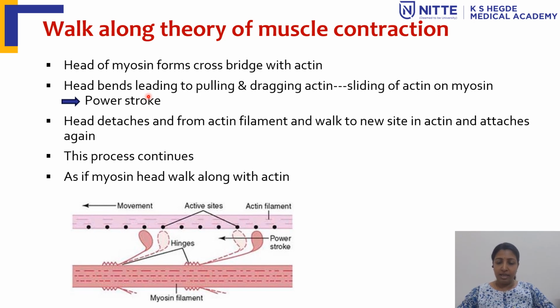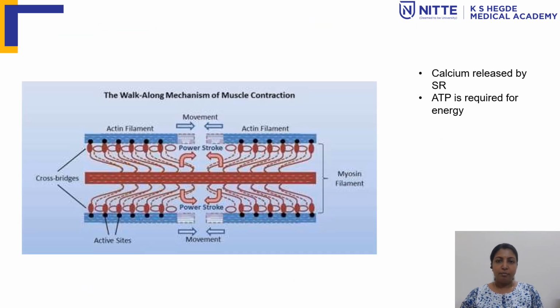The head detaches from the actin filament and goes and binds to the next active site of the actin, attaches again, and tilts and pulls the actin along with it. This process continues. It is as if the myosin head is walking along the actin, pulling the actin on the way. That is known as the walk-along theory of muscle contraction. The myosin filaments are walking along the actin, step by step, pulling the actin inwards towards the M line and producing contraction of the muscle.